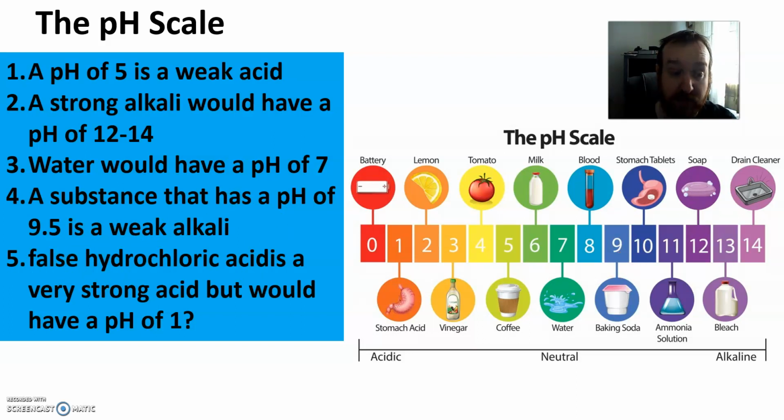It's false. Hydrochloric acid is a very strong acid, but it would have a pH of 1. Okay, a pH of 4 or 5 is a weak acid. This is a strong acid. So a bit of a tricksy question, that.